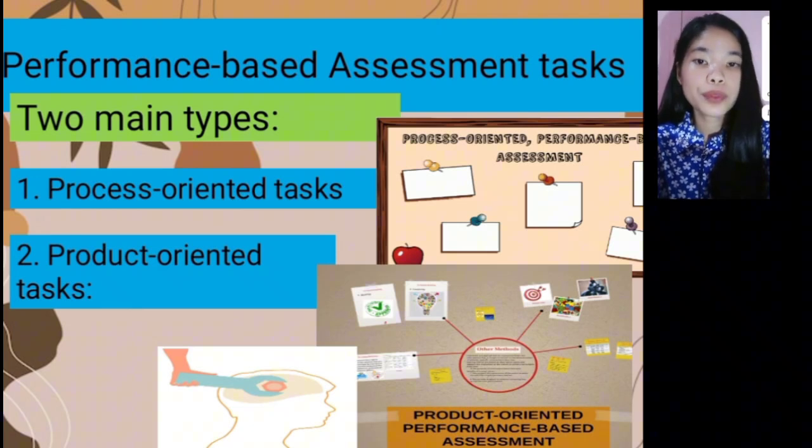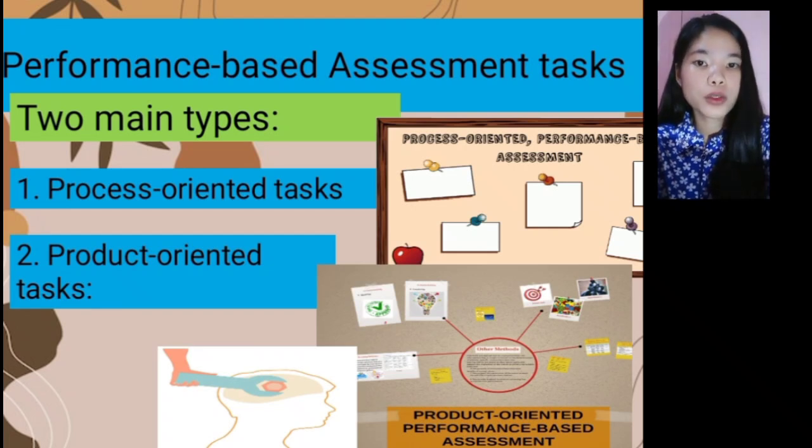Performance-based assessment tasks in education go beyond traditional testing to evaluate a student's ability to apply knowledge and skills in real-world scenarios. These are categorized into two main types. First is process-oriented tasks. These tasks emphasize the thinking and problem-solving process involved in completing a task. So an example given is a task where students devise a plan to help a friend with a difficult situation, assessing their problem-solving and communication skills.